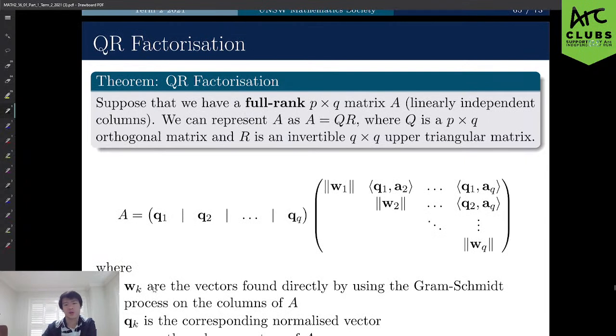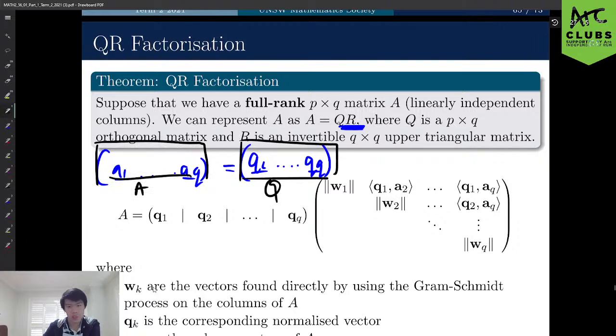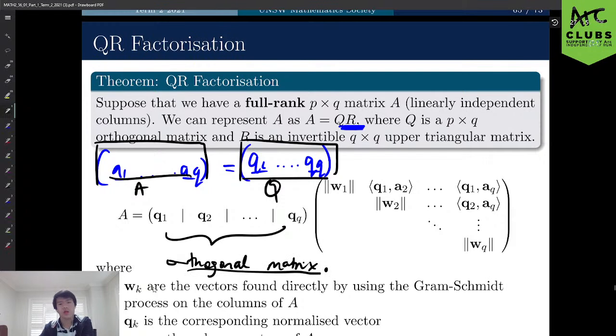So we'll move on to the QR factorization. The QR factorization is just a way of expressing a matrix, so A1 all the way down to AQ, as a product of two other matrices. So A will be equal to QR, where Q is going to be the same size, but it's going to be an orthogonal matrix. So it's important to realize that these two things are going to be the same size. A is going to have the same size as Q. The only difference is that this will be an orthogonal matrix. Orthogonal matrix means that these columns are going to form an orthonormal set.